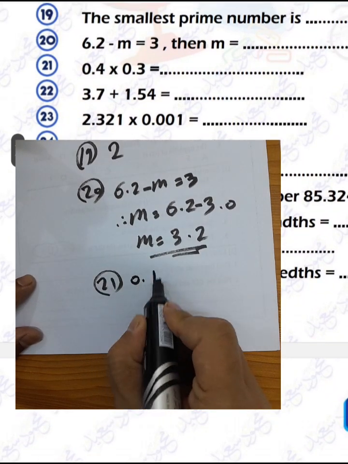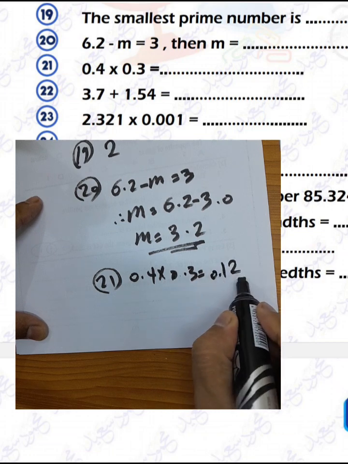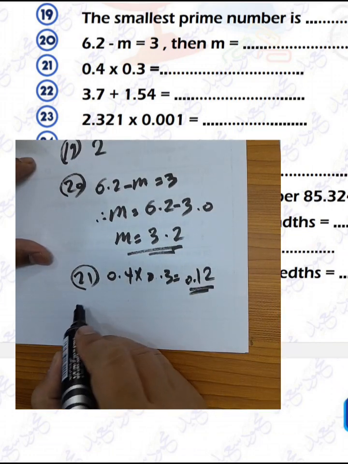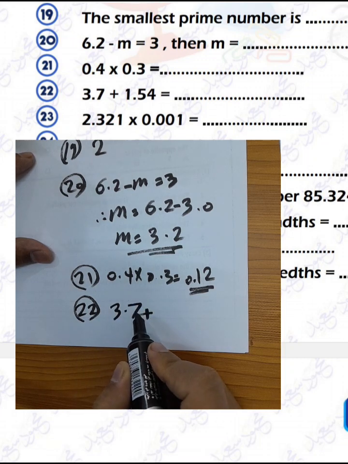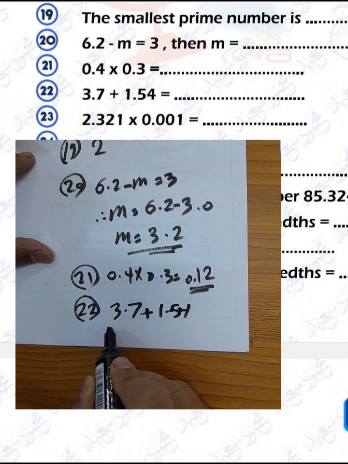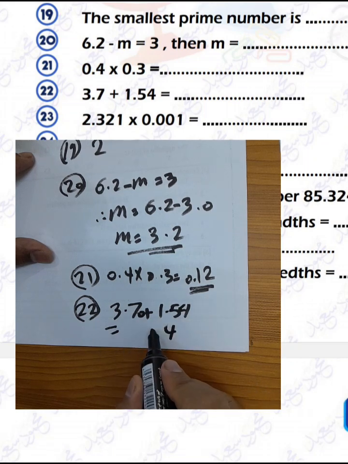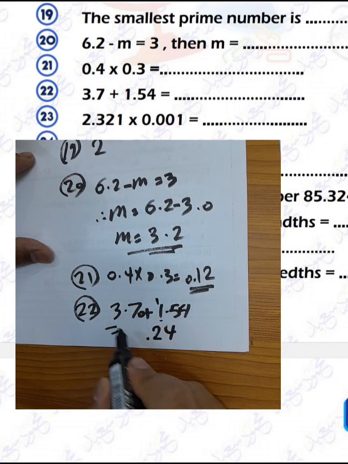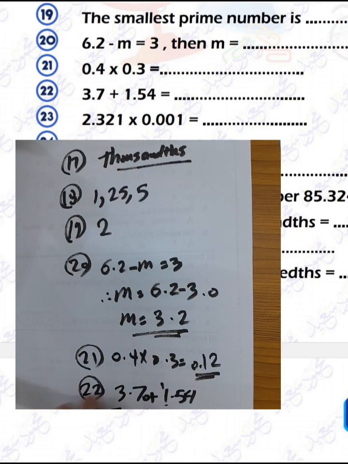0.4 times 0.3: 3 times 4 equals 12, and the point after 2 places. Question 22. 3.7 plus 1.5 and 4. We must put 0 here. 4 plus 0 equals 4. 5 plus 7 is 12, so 2 and carry 1. 1 plus 1 is 2. 2 plus 3 equals 5. The result will be 5 and 24 hundredths.